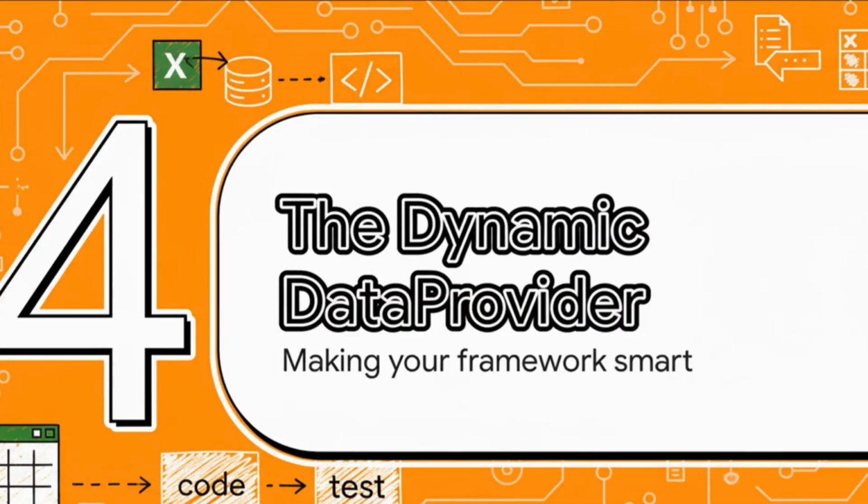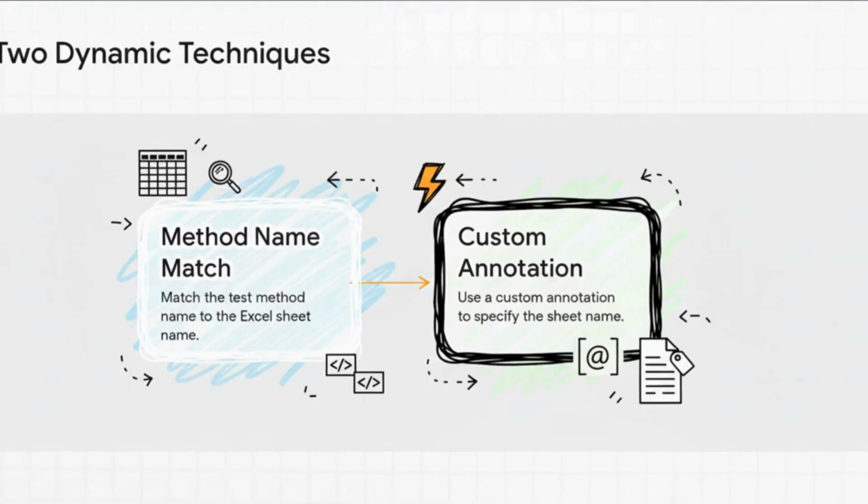Okay, now for the masterstroke. This is the really cool part. We have our data in Excel, and we have a reader to get it. Now, we're going to make our data provider smart. Smart enough to automatically find the right data for the right test without us having to spell it out every single time. And we're going to look at two really powerful ways to do this. First, a simple but super elegant trick, automatically matching the name of the test method to the name of the Excel sheet. And second, for when we need a bit more control, we'll build a custom annotation.